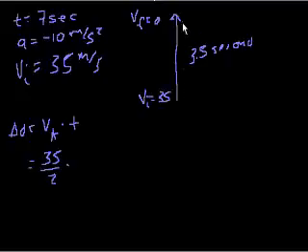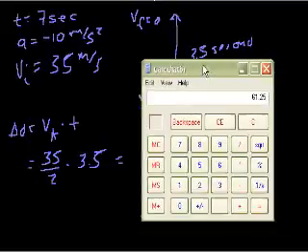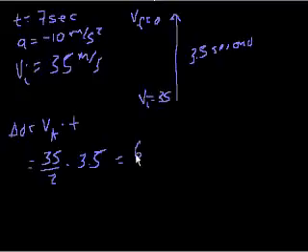And then what's the time? 3.5 seconds. And I could use my trusty calculator provided by Windows. 35 divided by 2 times 3.5 is equal to 61.25 meters.